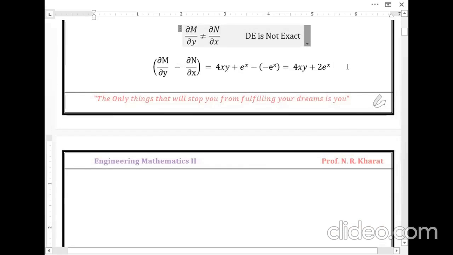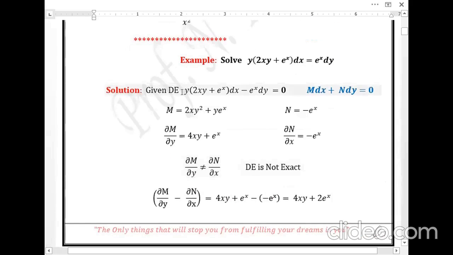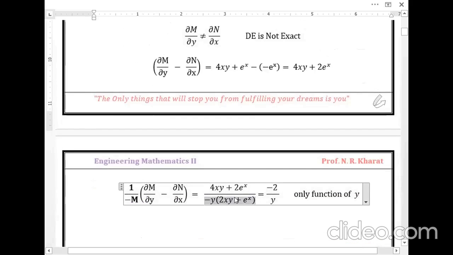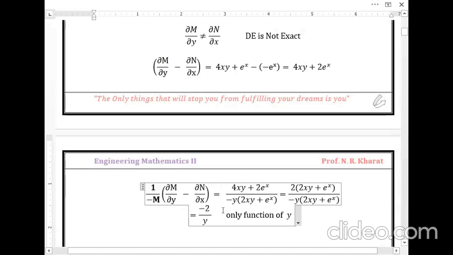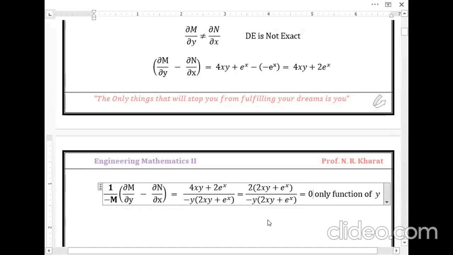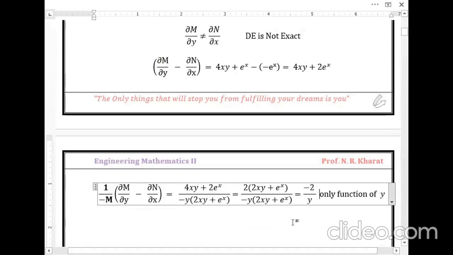Then we have to divide by minus M. Minus M is what? It is y times (2xy + e^x). When we take 2 common in the numerator, I will just make one extra step here. When we make 2 common, the numerator and denominator contain the same term, so that ratio gets cancelled. Then finally we get minus 2 upon y as the result.